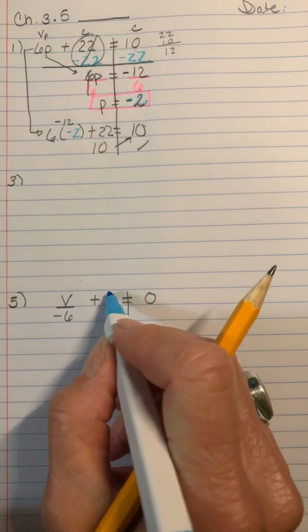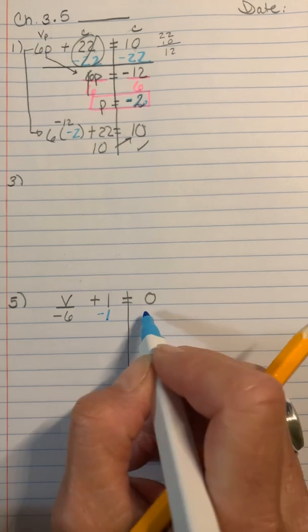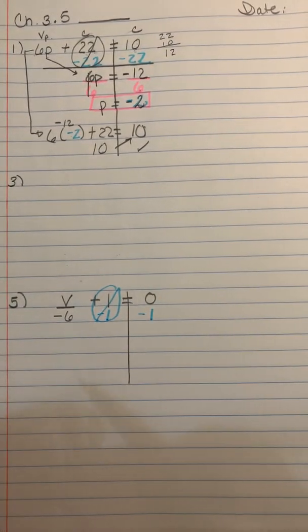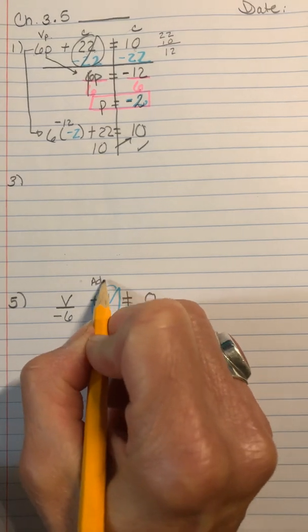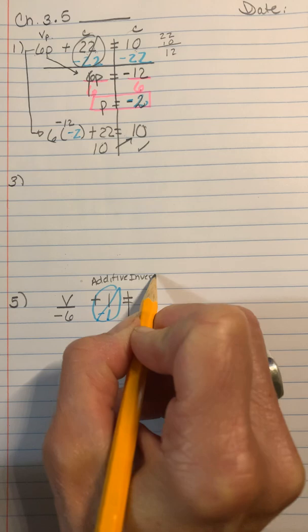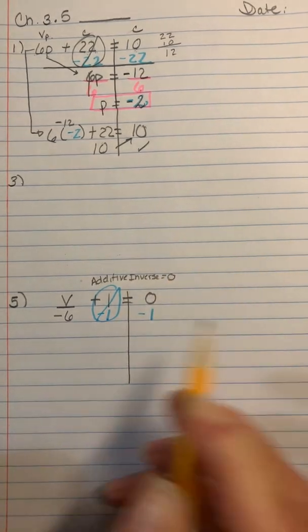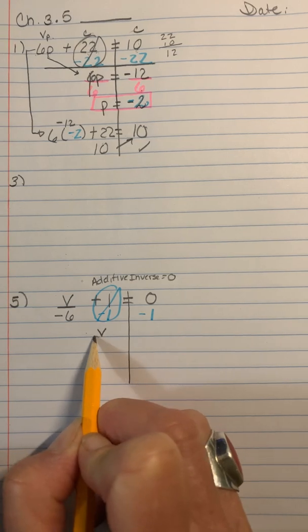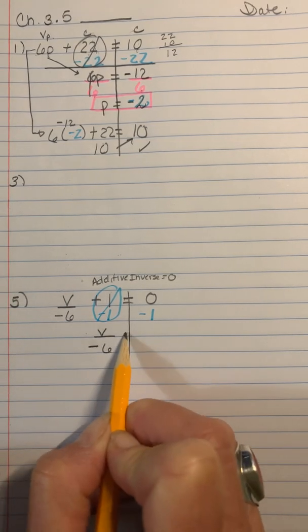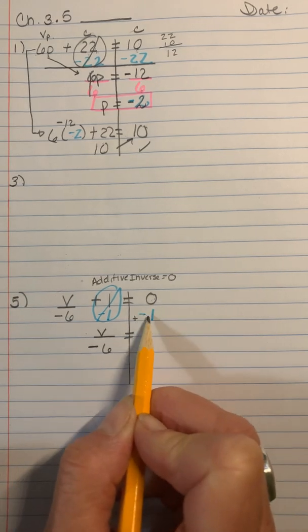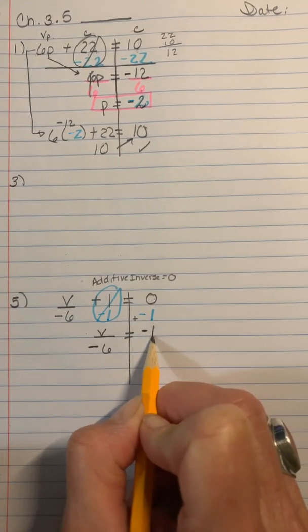Additive inverse means the opposite to make 0. This cancels out to be 0. That's your additive inverse, which equals 0. Goal is to isolate the variable. Drop this down. V divided by negative 6 equals 0 plus, always addition, 0 plus negative 1 is negative 1.